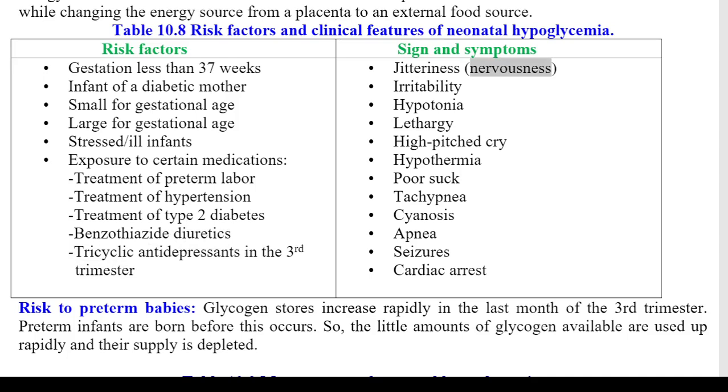Signs and symptoms: jitteriness, nervousness, irritability, hypotonia, lethargy, high-pitched cry, hypothermia, poor suck, tachypnea, cyanosis, apnea, seizures, cardiac arrest. Risk to preterm babies: glycogen stores increase rapidly in the last month of the third trimester. Preterm infants are born before this occurs, so the little amounts of glycogen available are used up rapidly and their supply is depleted.